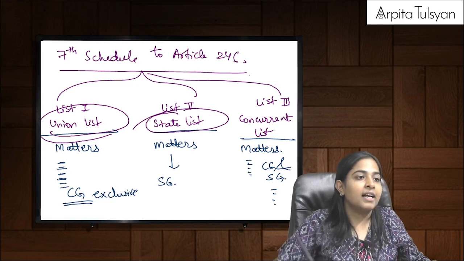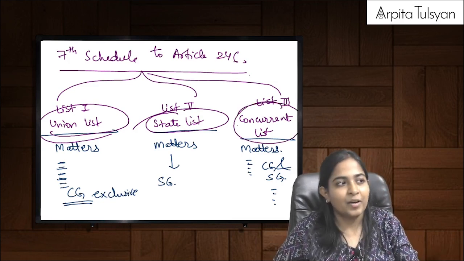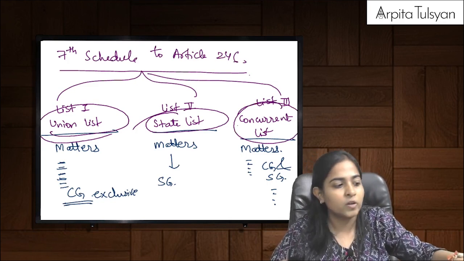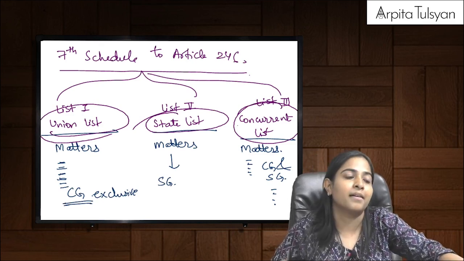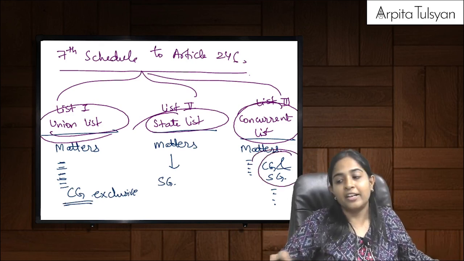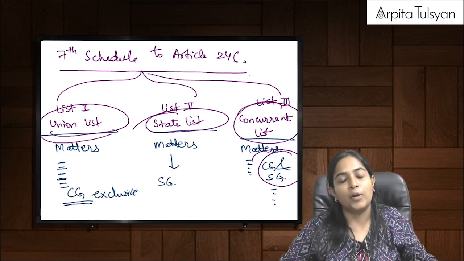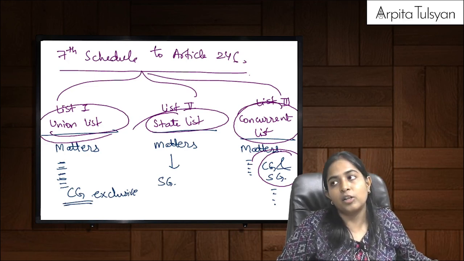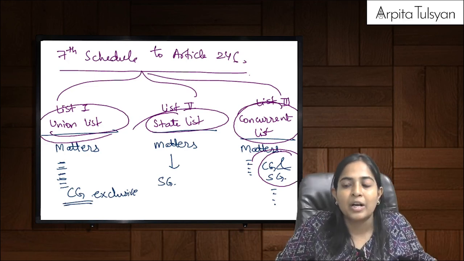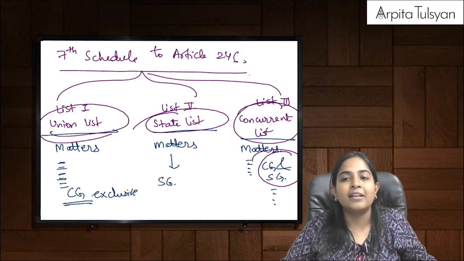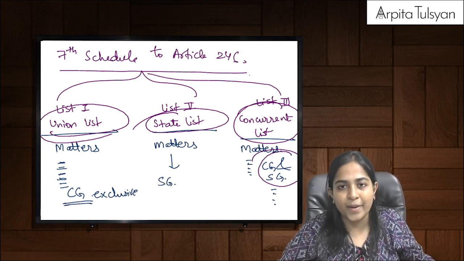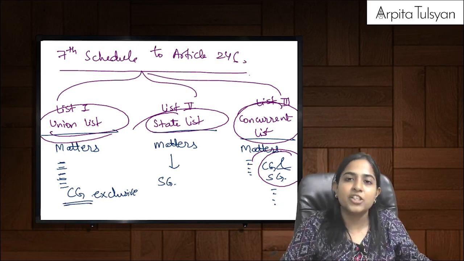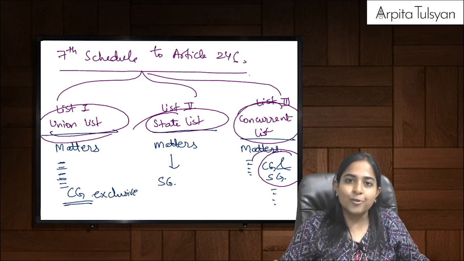GST falls under the concurrent list. It can fall under the union list also, where the central government has the power to make the laws. Levy can be done by both of them, but generally the central government and state government both have the rights to make the laws. In case of GST, generally the law is made by the central government, and then the central government takes the recommendation from the state also. Are you clear with this?